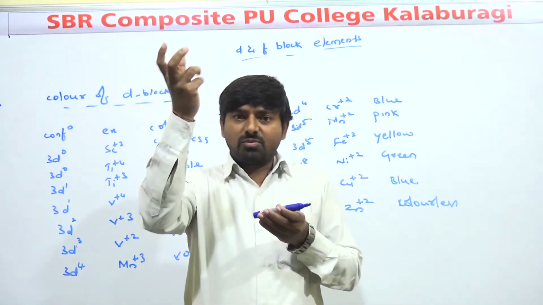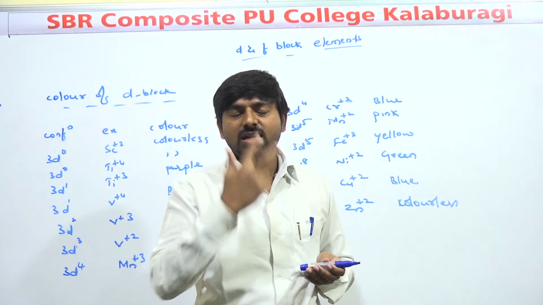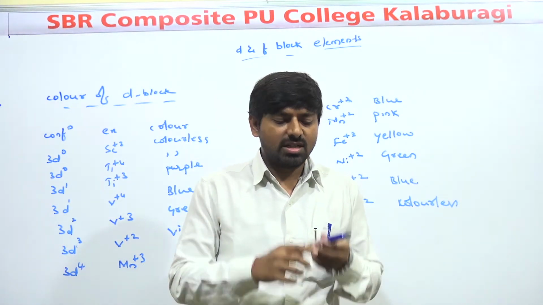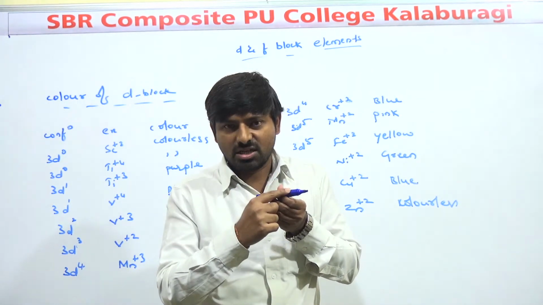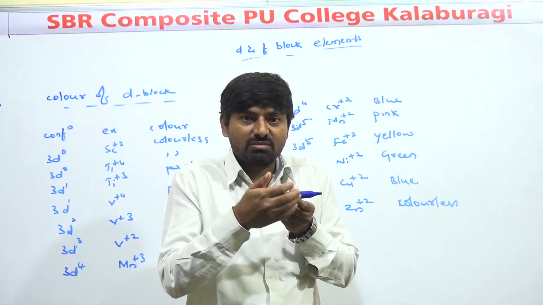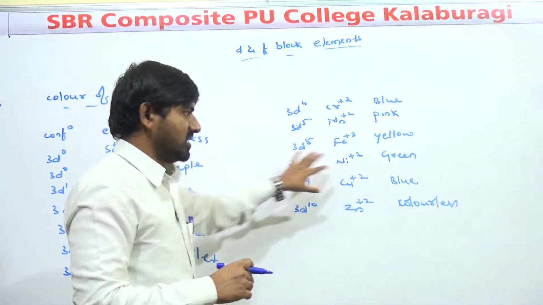Means it absorbs some wavelength and emits some other wavelength. That emitted light is identified by our eyes, and we say that this chemical looks blue. It is blue in nature because this is the transmitted light. Absorbed light is something else, and this is the transmitted light. In the same way, all these things.